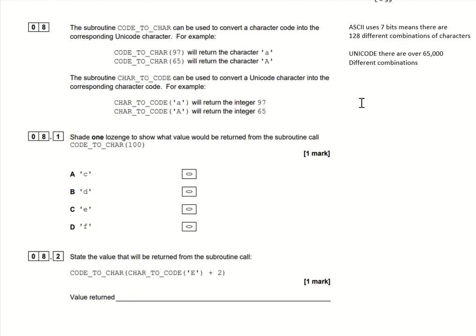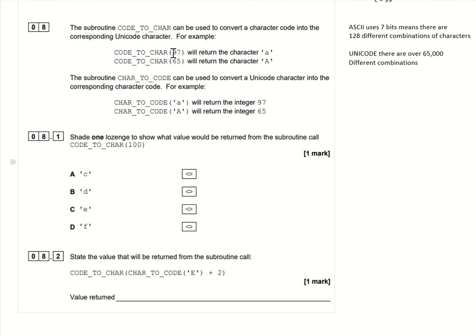This is a paper 1 style question. This is just talking about how ASCII values can generally be used and understanding it. So this talks about a subroutine, which is called code to char, which turns a numeric value, such as 97, into its ASCII equivalent, which in this case is lowercase a, which we've already talked about. Again, you don't need to know this, you don't need to revise these, it's purely just given to you in the exam. And obviously 65 gives us the uppercase A.